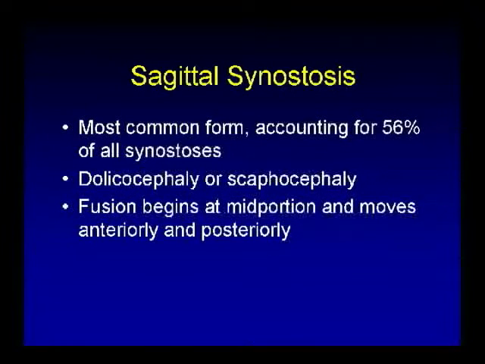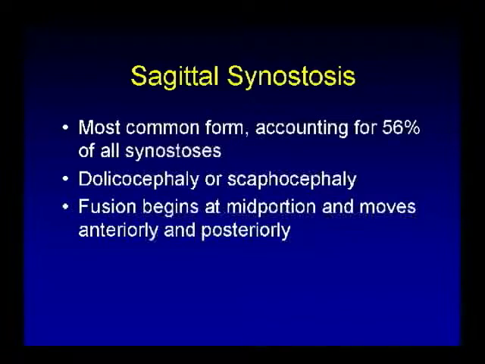The next is a 3-month-old with a funny shaped head. Here we can see we have dolichocephaly or scaphocephaly, and when we look at our frontal view, we can see a heaped up sclerotic narrow sagittal suture. This is sagittal synostosis, which is the most common form of craniosynostosis. It accounts for a little over half.